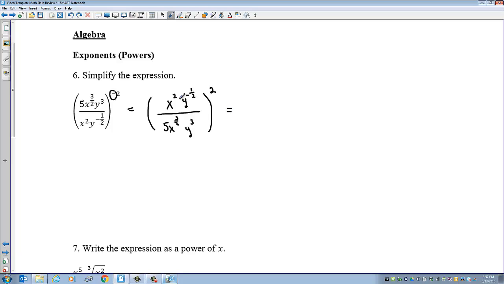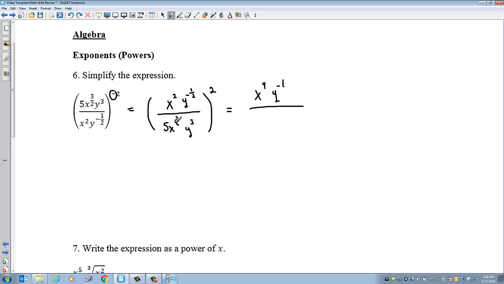All right, so now you square everything. So the idea is you square this, you square that, you square this, you square that, and you square that. And when you square something and it has an exponent, you just multiply the exponent. So 2 times 2 is 4, so this is really x to the 4th. And then the y, that's to the -1/2. So when you multiply it by 2, the 2's cancel, and you just get -1.